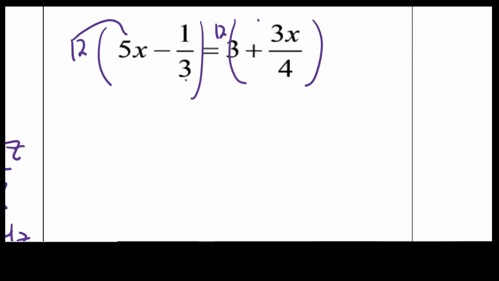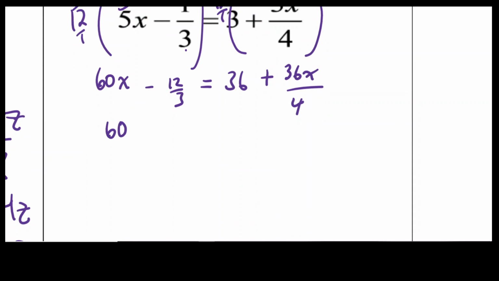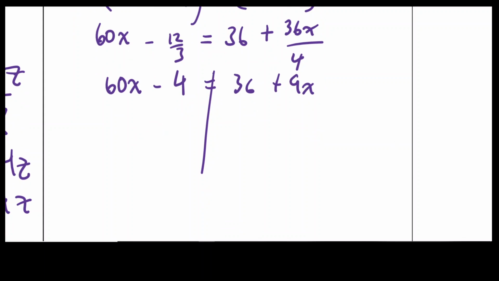So I'm going to do 12 times the 5x and get 60x. 12 over 1 times 1 over 3 is 12 over 3, which is 4. 12 over 1 times 3x over 4 is 36x over 4. That term has an x. Keep it there. Divide by 4. Then do your division so that they're not fractions anymore. 60x minus 4 equals 36 plus 9x. Now we've got a regular x on both sides equation.